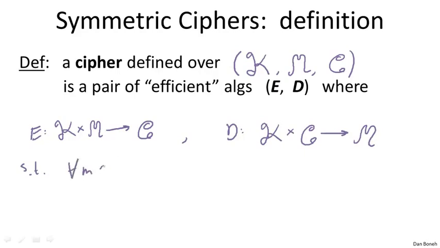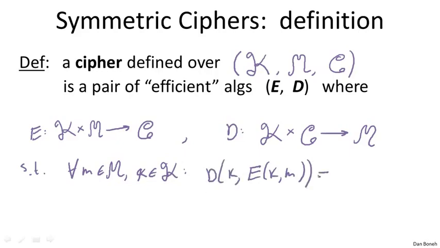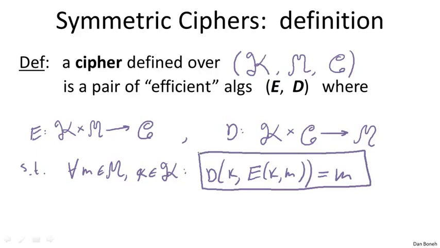For every message in the message space and every key in the key space, it had better be the case that if I encrypt the message with the key k, and then I decrypt using the same key k, I get back the original message that I started with. This equation is called the consistency equation, and every cipher has to satisfy it in order to be a cipher. Otherwise, it's not possible to decrypt.